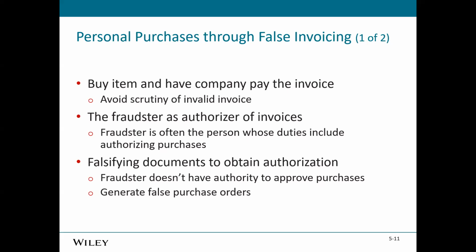So if they aren't able to authorize their own purchases, then they might have to rely on other methods to get the company to pay their personal bills. That's where falsifying documents to obtain authorization comes in. If they can't approve their own purchases, they're going to have some false documentation in order to get the company to pay them.